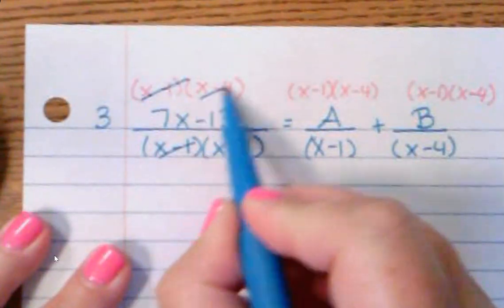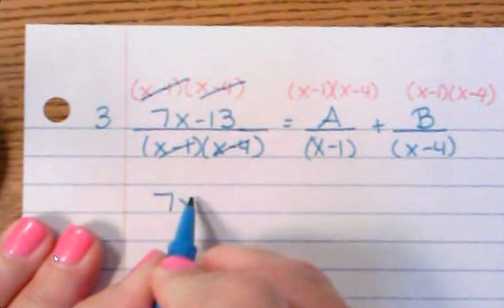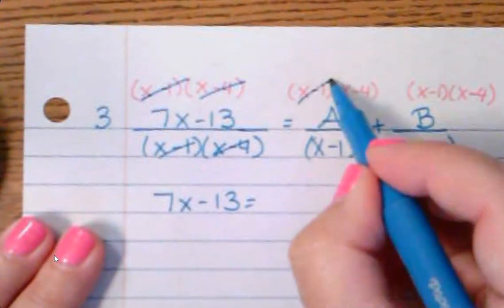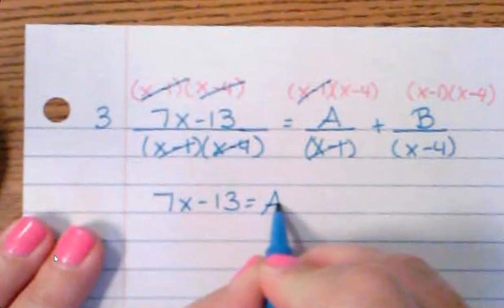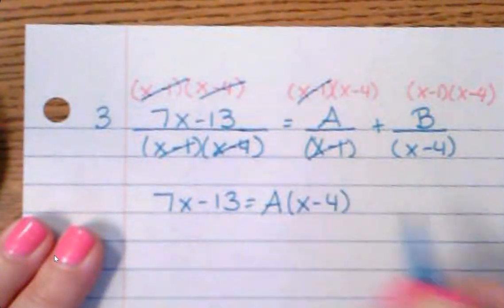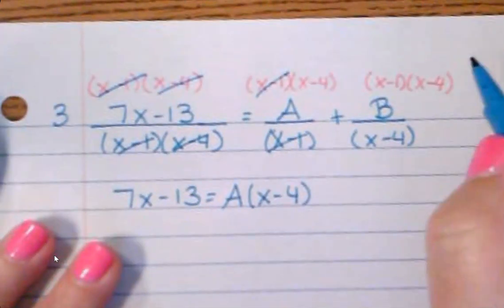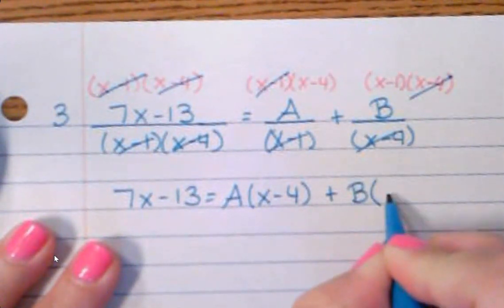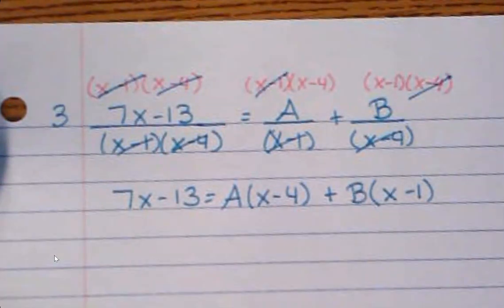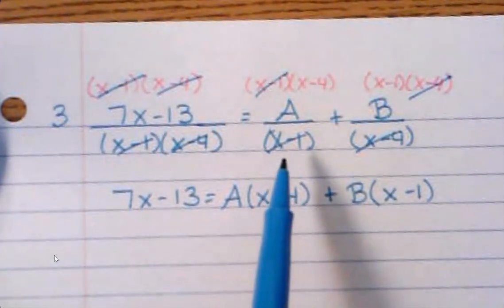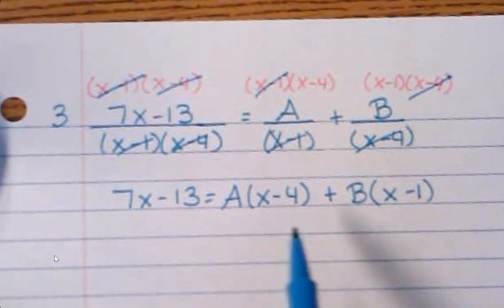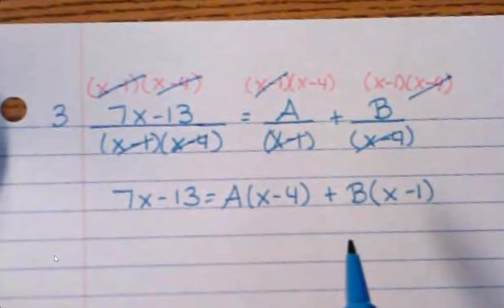x minus 1 and x minus 4 cancel, so I'm left with 7x minus 13. x minus 1's cancel out, so I'm left with a times x minus 4. And we do the same thing for b. x minus 4's cancel, so I'm left with b times x minus 1. Okay. Please be aware the denominators that are under a and b are not the factors that are with them. They're always different. Okay.